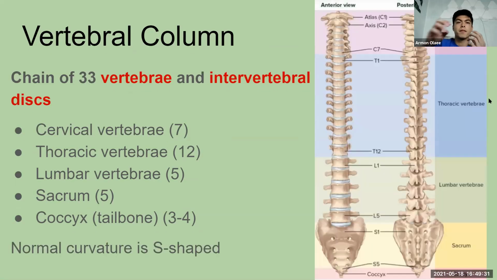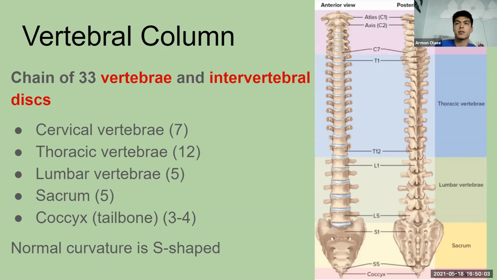And the normal curvature of your vertebral column is S-shaped. There are some diseases like scoliosis that will push it kind of towards the side. It'll start bending sideways instead of going straight. Or as you get older, aging people, their cervical vertebrae starts to curve at the top and they start hunching over. Or also in pregnant women, a lot of times their lumbar vertebrae starts to curve forward and their stomach is sticking out a little bit more than what you would want.